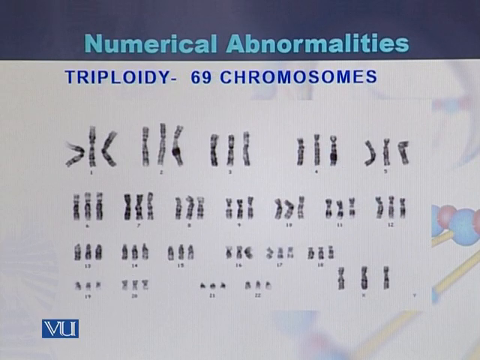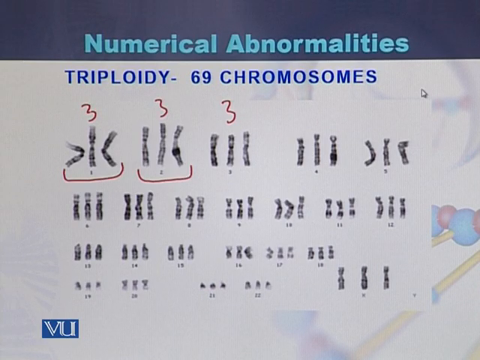There is a third type which also represents the numerical abnormalities. In that case, the phenomenon is called triploidy. Triploidy is a phenomenon when each set of chromosomes is in the form of 3 chromosomes. Instead of 2 chromosomes, we can see here that there are 3 chromosomes per set. This is the first chromosome pair. These are the 3. If there are 3 chromosomes per set, such a phenomenon is called triploidy. Triploidy is also an example of the numerical abnormalities.